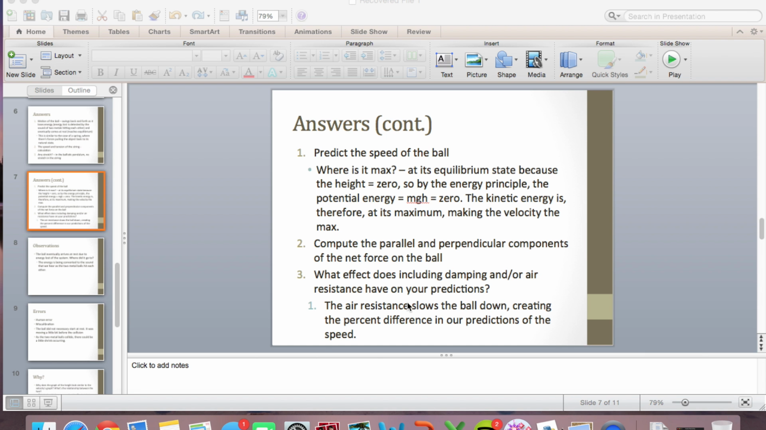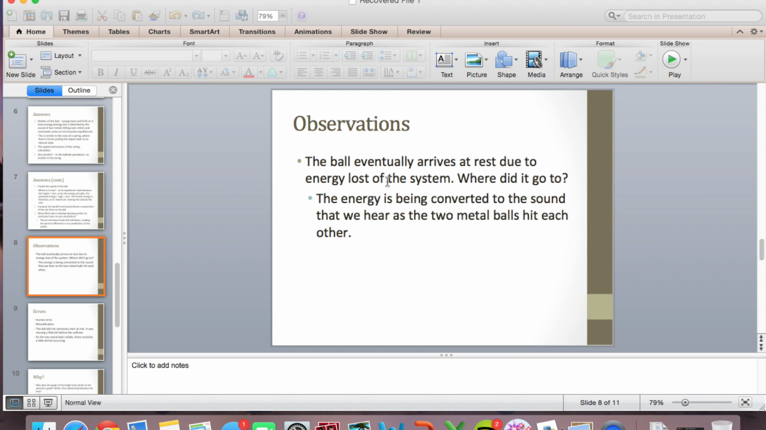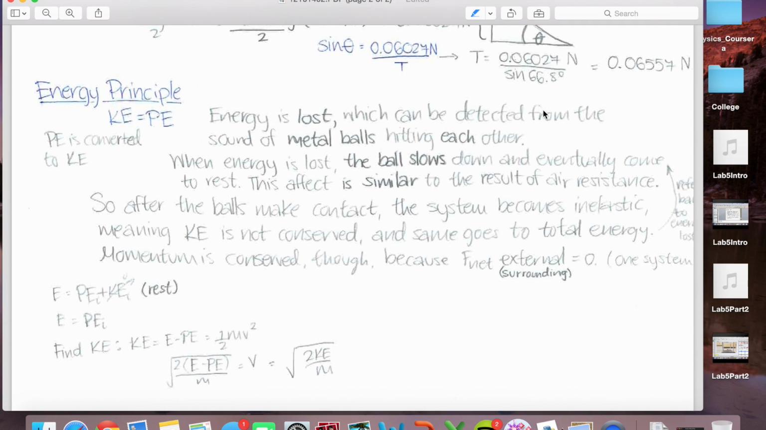So what effect does including damping or air resistance have in our prediction? The air resistance slows the ball down, creating the percent difference in our predicted speed. And the ball eventually arrives at rest due to the energy loss of the system. Where did it go? The energy is converted to the sound we can hear of the balls hitting each other. Just like I said earlier, the energy loss can be detected from the sound of the metal hitting each other, and the ball slows down and eventually comes to rest. This effect is similar to the result of air resistance, which slows down the ball.